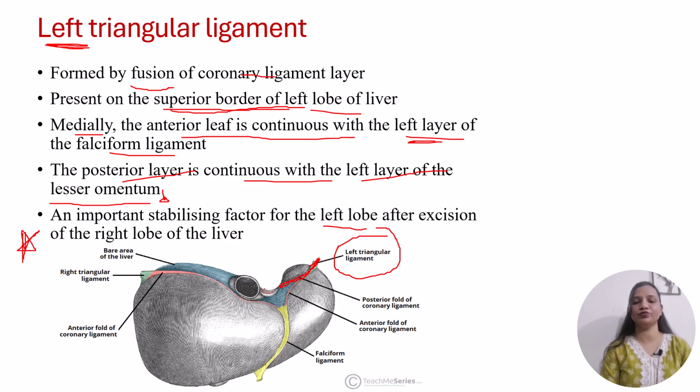It is formed by the fusion of the coronary ligament layers. It is present on the superior border of the left lobe of the liver, and medially it is continuous with the left layer of the falciform ligament. The posterior layer of this left triangular ligament is continuous with the left layer of the lesser omentum, and it is an important stabilizing factor for the left lobe after excision of the right lobe of the liver.